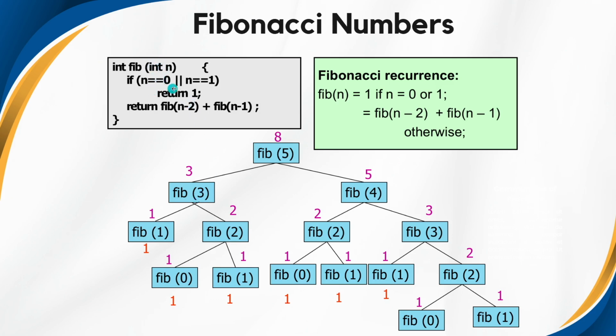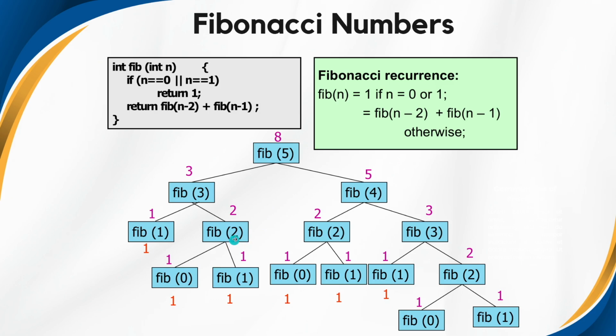We check whether 3 is 0 or 3 is 1. It is false. So, it should be 3 minus 2 and 3 minus 1. 3 minus 1 is 2, 3 minus 2 is 1. So, it is fib of 1 plus fib of 2. Now, we have to invoke fib of 1. Fib of 1 is 1, so it returns a value, whereas fib of 3's computation is pending, and fib of 5's computation is also pending.